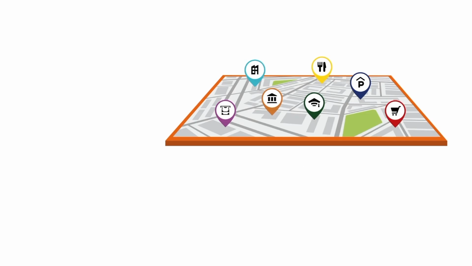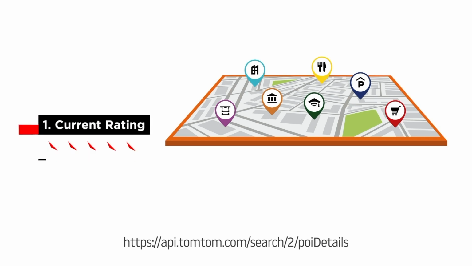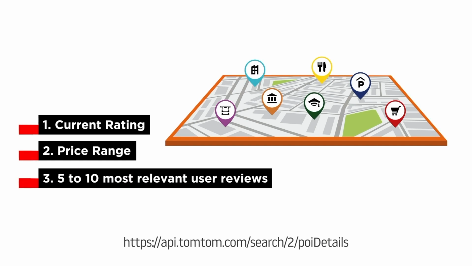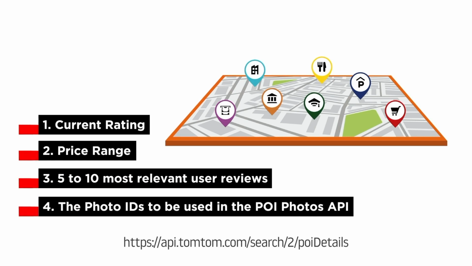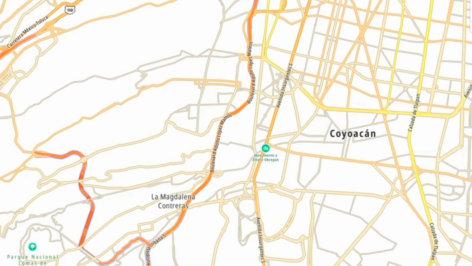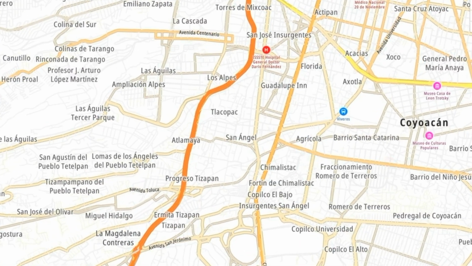The POI Details API, for which we will find the documentation at this URL, provides the following information about a point of interest, among other things: the current rating, the price range, 5 to 10 of the most relevant user reviews, and the photo IDs that are going to be used for the POI Photos API that we will explain a little bit later. As I mentioned before, today we are looking for a flower store in Mexico City.